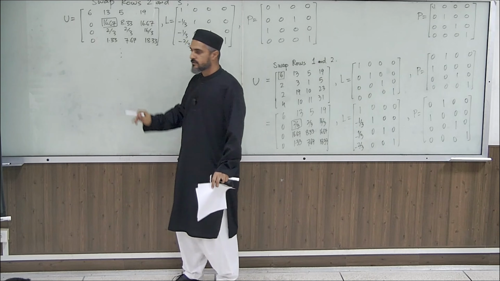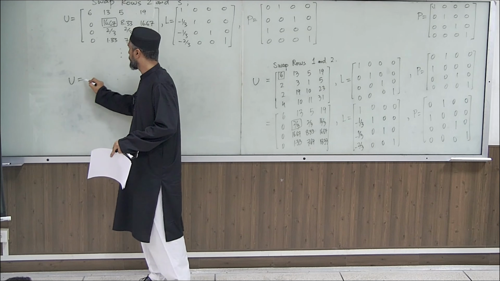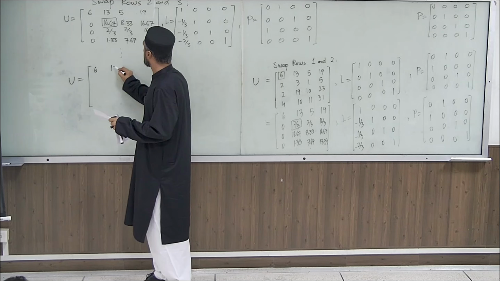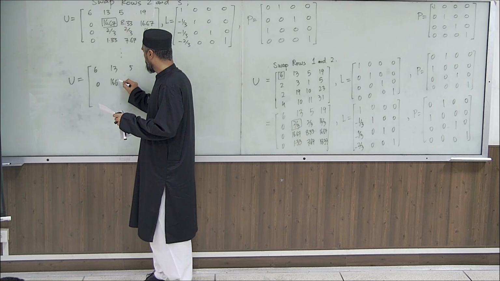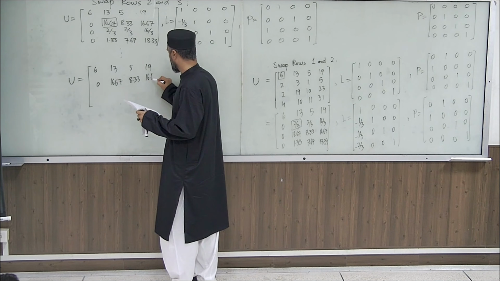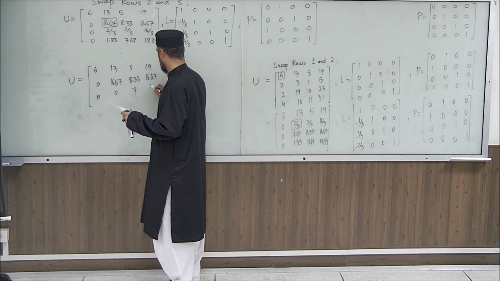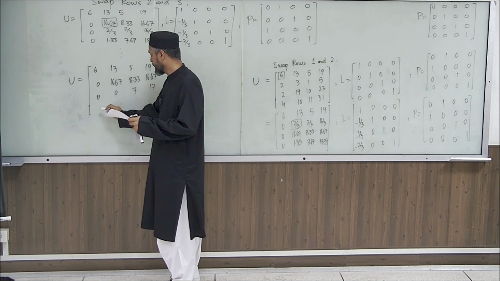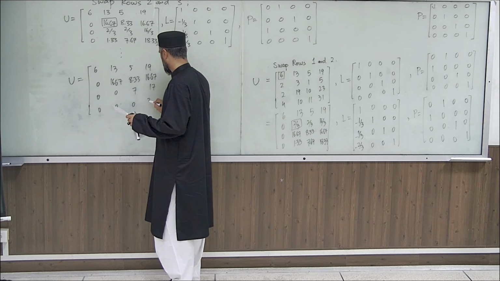So finally, I'm just going to write finally. You have to please check it. We're going to get the matrix U, which is 6, 13, 5, and 19. Please do homework, complete this and make sure that we get the same numbers I'm writing. There are two steps over here that you have to do. So 0 and 3.83.